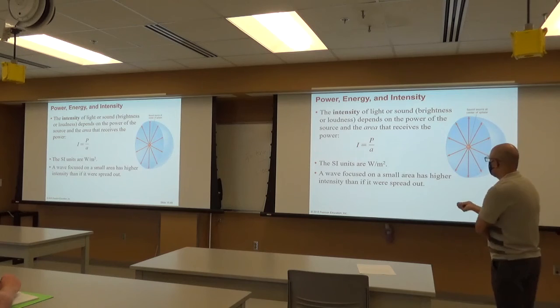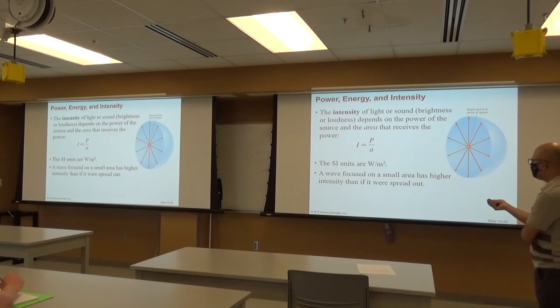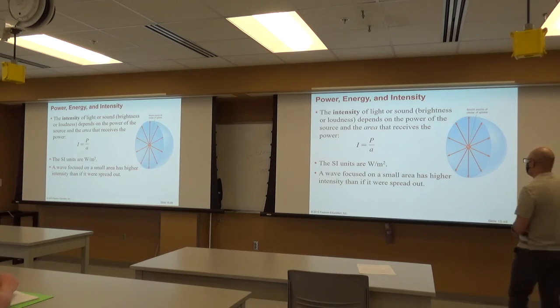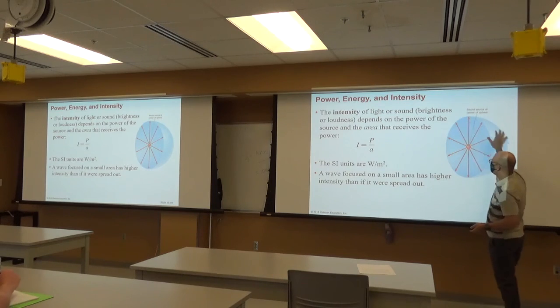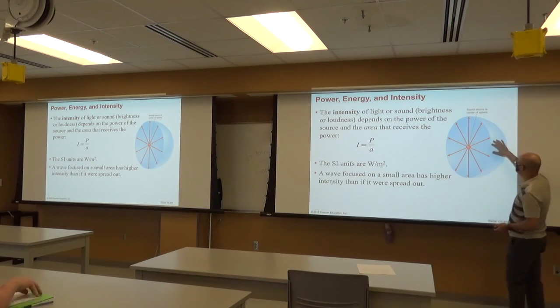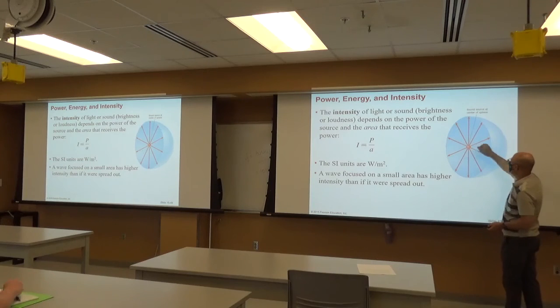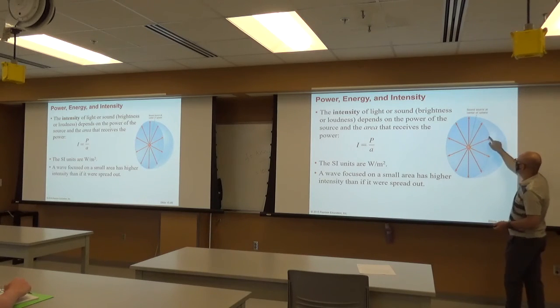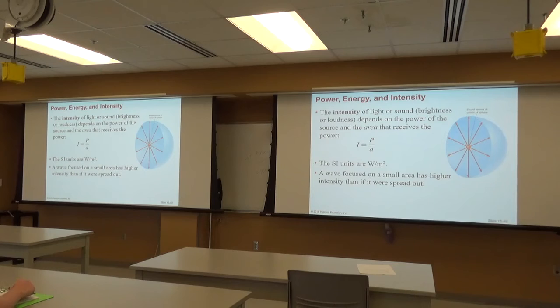So intensity depends on the area over which you focus the power. Okay, if you have a smaller area, then the wave is more intense. If you have a bigger area, then it's less intense. So intensity at any point on the sphere would be power, how much power it produces, over the area over which you are calculating the intensity.